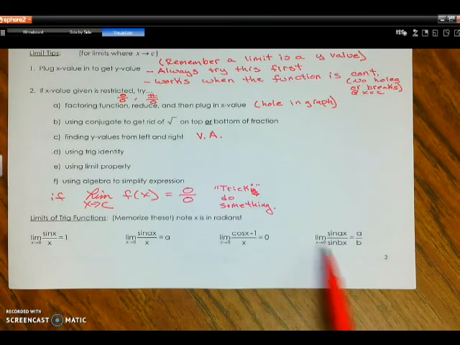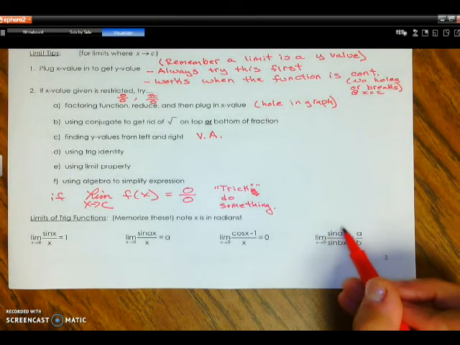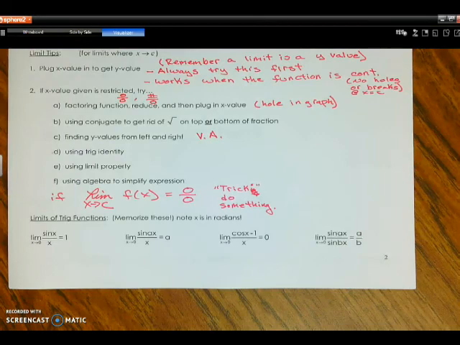Again, notice all of these limits are approaching 0. So if your limit is approaching something else, then you cannot use these. These are only for limits as they're approaching 0. This one you use a lot, and what you're doing is just grabbing those coefficients on the x's. You'll end up using that one quite a bit.